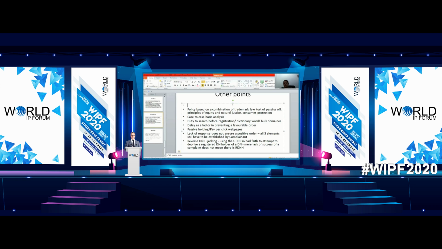We also need to note this term or this element of reverse domain name hijacking. When we're talking about equity and natural justice, it is not only equity and natural justice in favor of the complainant. In case there has been a bad faith on the part of the complainant to abuse the UDRP process to deprive a registered domain name holder of a domain name, the panel may hold that there has been a pattern or a behavior of reverse domain name hijacking on part of the complainant. This is not a situation where the complainant simply does not succeed in getting a favorable order. It indicates a bad faith beyond this.